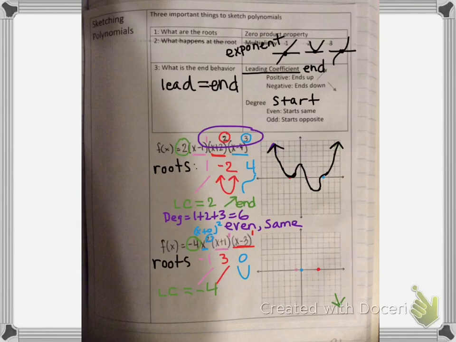Okay, and then the last thing, I want my degree. So I'm going to add up my exponents. 2 plus 1 plus 1 is 4. That is even, which means it's going to be the same. Same as what? Well, what I already have is that it's down. So if I'm going to be the same, it also has to start down. This is the start, this is the end. All right, time to graph.